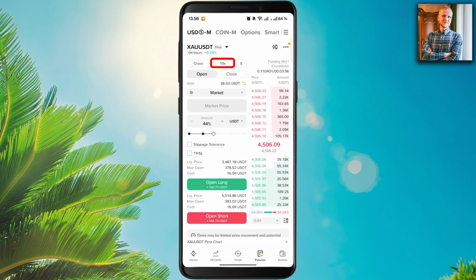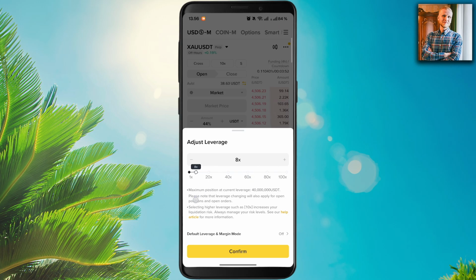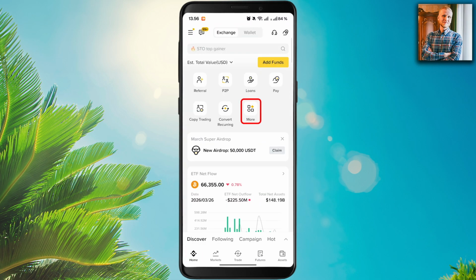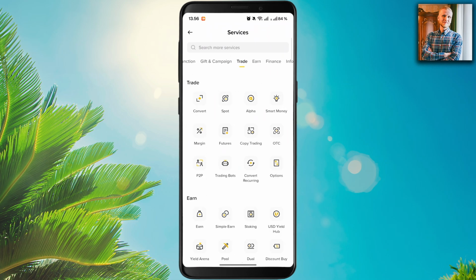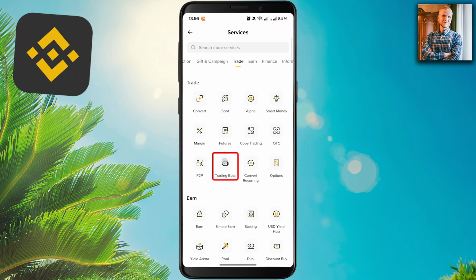So there are many differences. Also, the leverage is flexible. Meanwhile, with many MT5 brokers, there is a fixed leverage which reduces flexibility. And of course, when we talk about trading bots, you can use them on MT5 as I've shown you, but the process is much more complicated than, for example, on Binance.